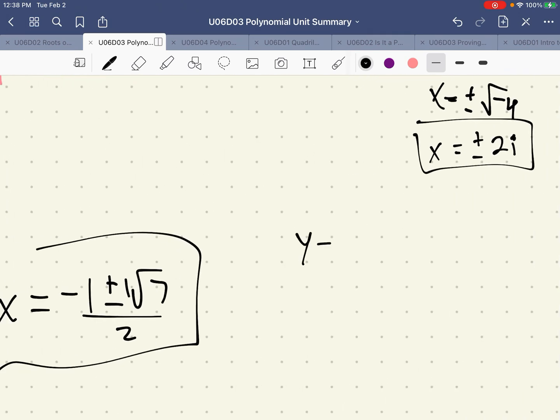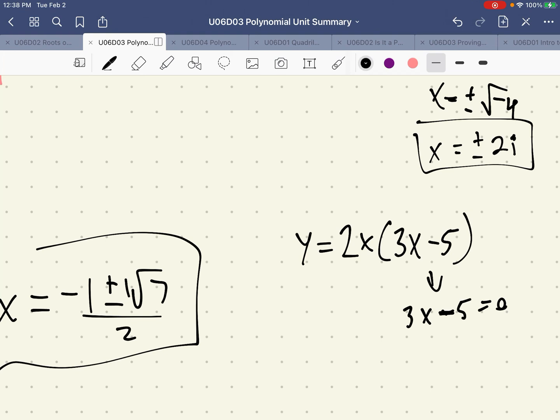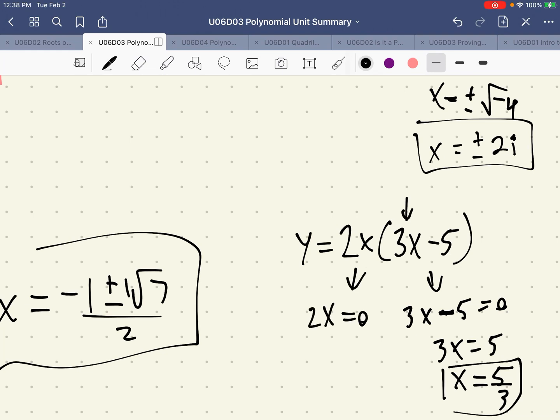The only other type of factor we need to mention is when you have a factor like this. So let's say I had 2x times 3x minus 5. When you try to find its root, you would write 3x minus 5 equals 0. You would add the 5 to the other side, and you'd get 3x equals 5. Divide both sides by 3 and get x equals 5 over 3. So that would be a root of a factor which has a coefficient. 2x is just 2x equals 0, and we can say x equals 0.